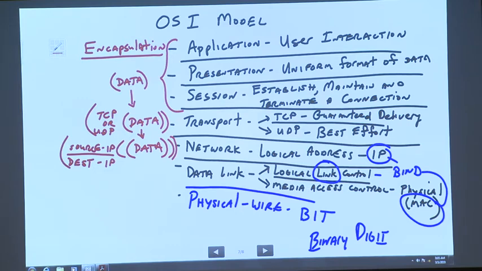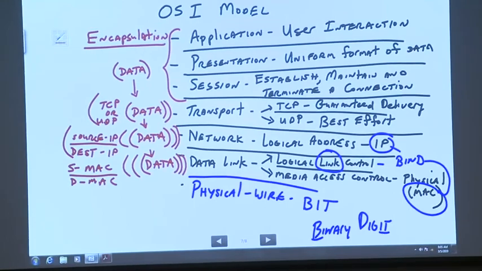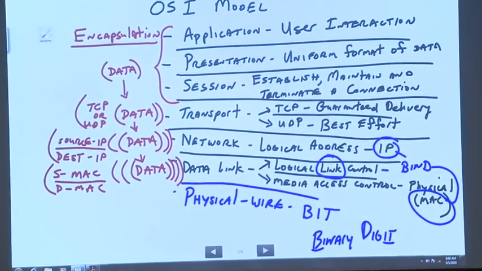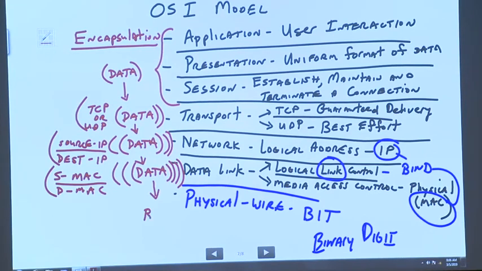As we move this on down to the data link layer, I will take that data that has been encapsulated by the transport layer and by the network layer. Now I'm going to put in my source and destination MAC. And finally, as we move this down to the physical, this is known as the binary digit.